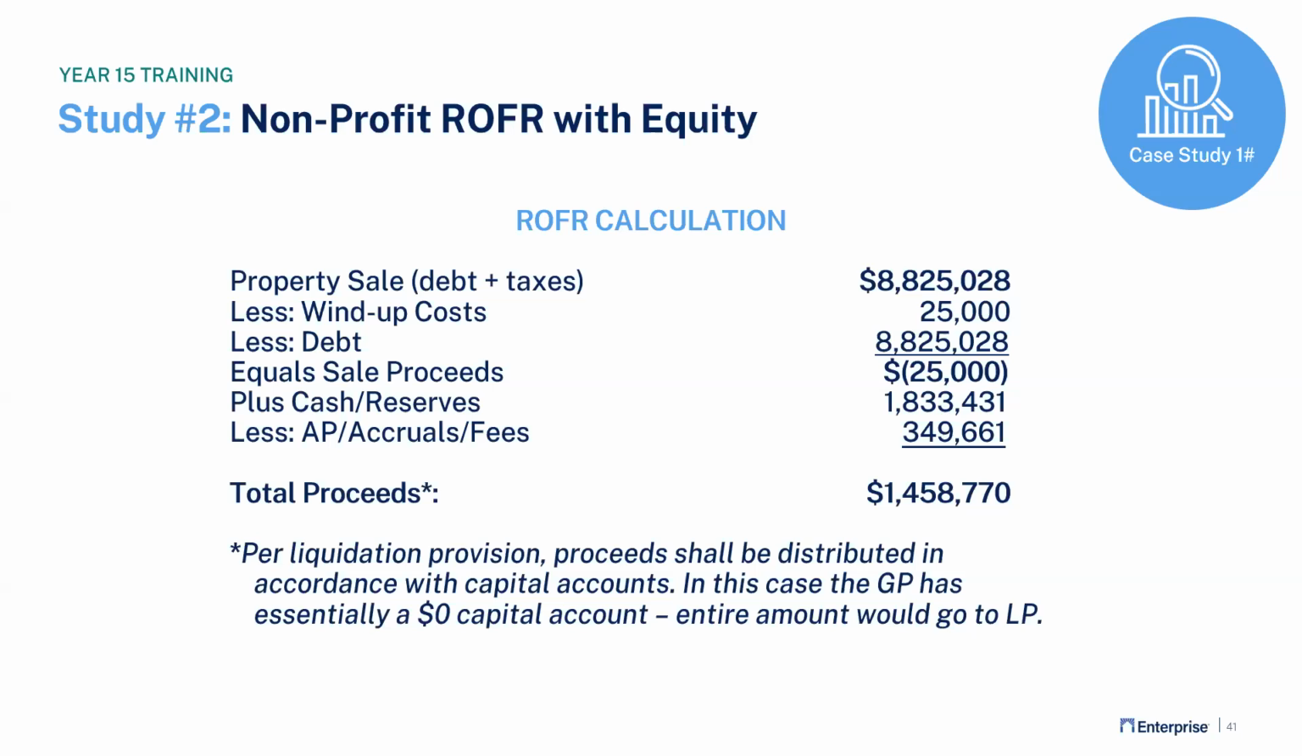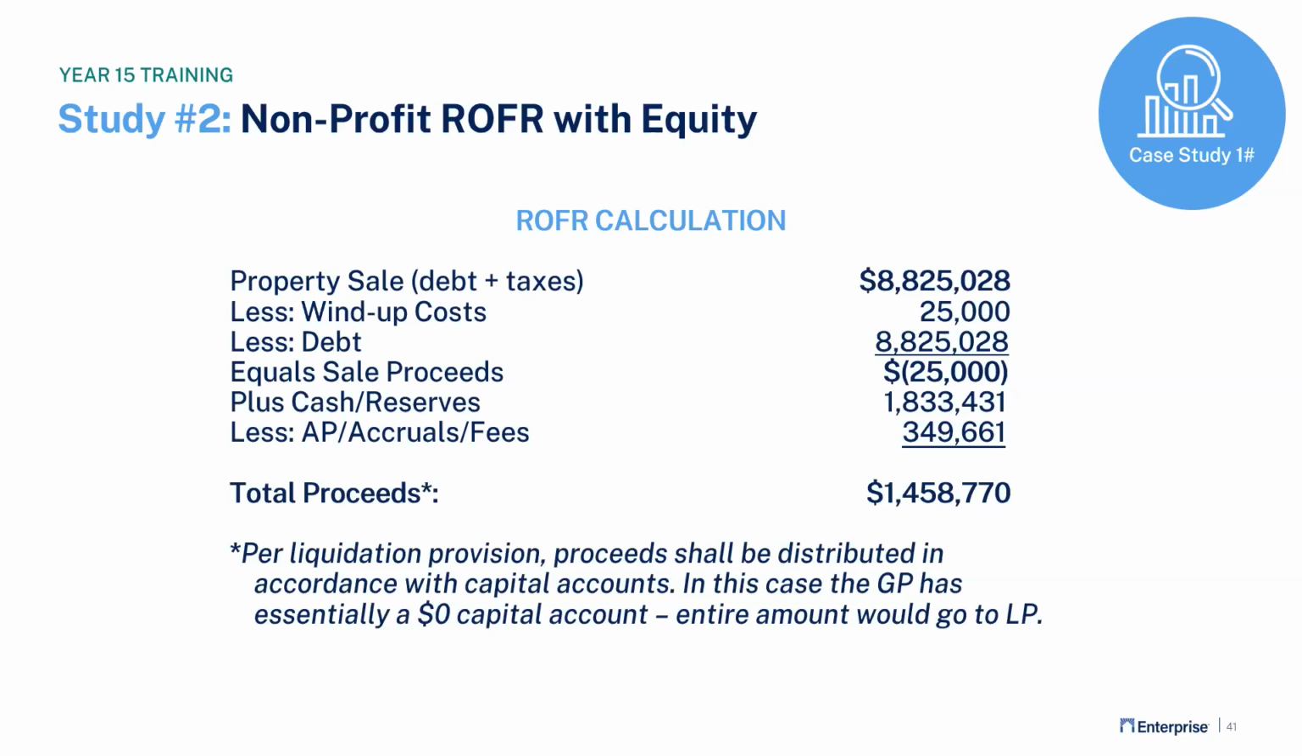So the general partner on a liquidation event would get nothing, whether it's a buyout option or a right of first refusal. If everything's driven by the capital accounts, no money would go towards the general partner. I might have said limited partner gets nothing, but the limited partner would get it all. So obviously that doesn't make economic sense to the general partner. They don't want to give up $1.4 million, even though they're getting a lot of equity in the real estate.